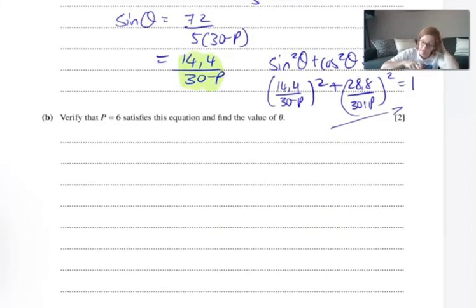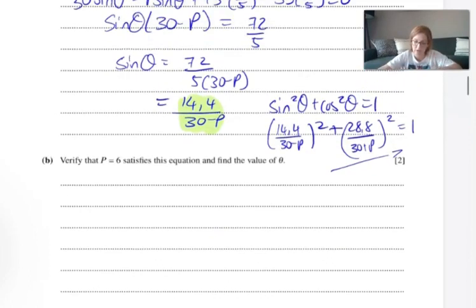Okay, verify that p is equal to 6 satisfies this equation and find the value of theta. Okay, they've asked this in an interesting way. They're saying verify that 6 is a solution. So the way that I understand that is you can then plug 6 into the solution and see if it works. If they say something like show that, then you absolutely can't use p is equal to 6. You have to prove that p is equal to 6. But in this case, they're saying verify.